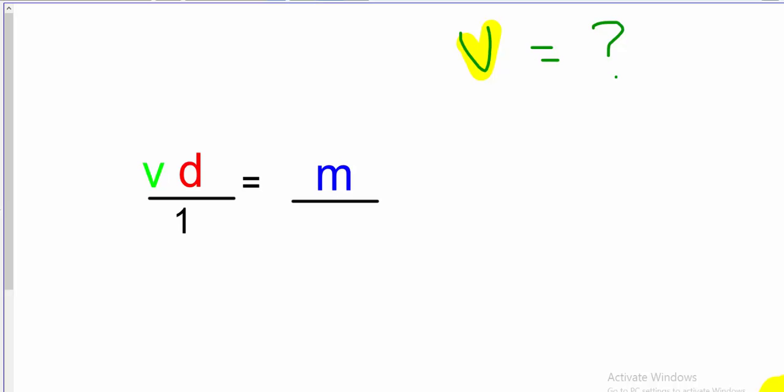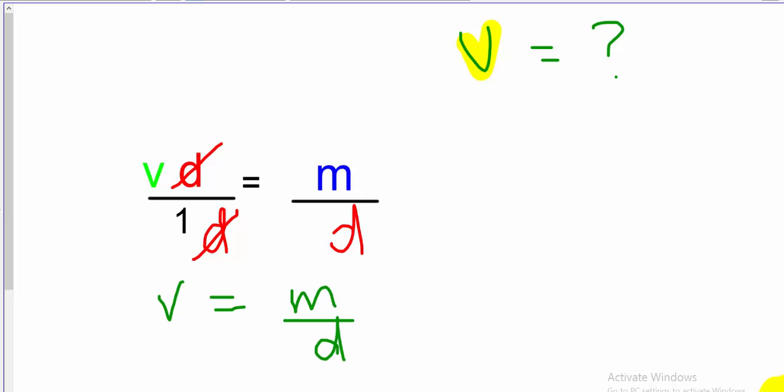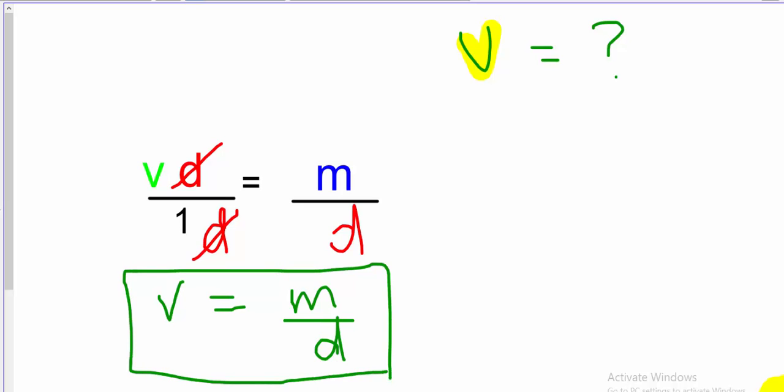I need to divide both sides by density, and I see that my density will cancel on the left, so that I'm now left with volume is equal to mass over density. And there is my answer. Volume is equal to mass over density.